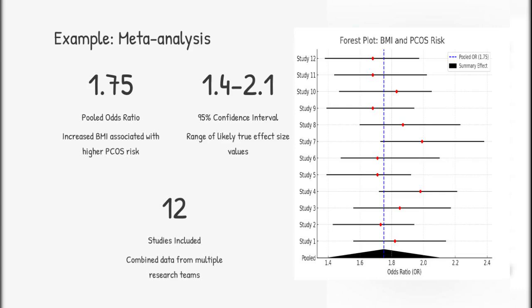Let's turn to numbers. In a meta-analysis of 12 studies, we found a pooled odds ratio of 1.75. That means women with higher BMI had significantly greater odds of having PCOS. The confidence interval was tight, 1.4 to 2.1, thus showing reliability.